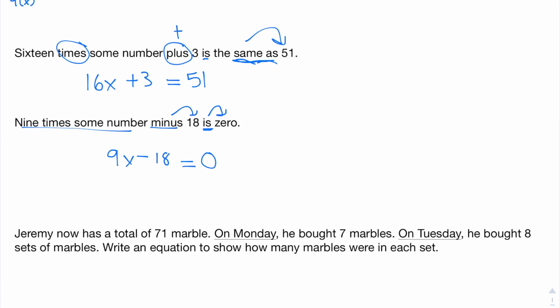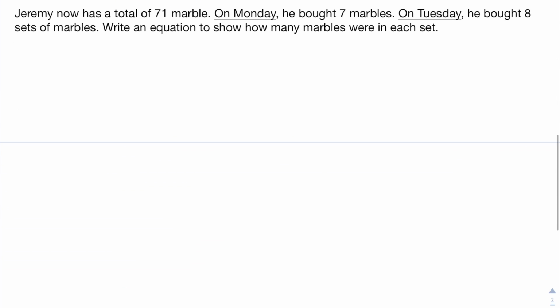Sometimes we will see word problems, and they'll ask us to write equations. So let's take a look at it, and we're also going to look at that keyword total and see how that helps us write this equation. So we have Jeremy has a total of 71 marbles. So we already know that total is our equals, but we also know that we're adding two things. We know that it equals 71.